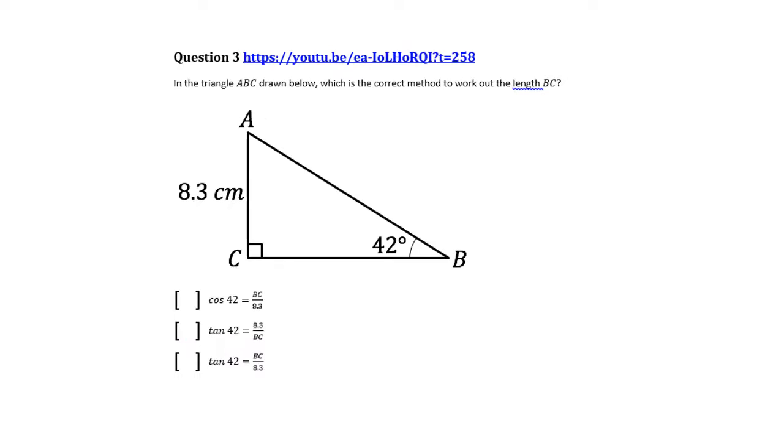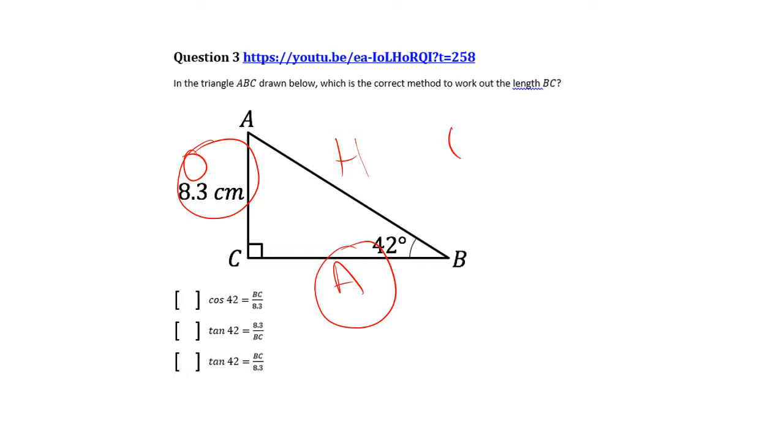Question 3. Here we need to decide which of the 3 methods below are correct in working out length BC. On the triangle, I would always recommend that you label your hypotenuse, your opposite side, and your adjacent side. The next thing we need to do is decide which of those 2 we're interested in. Here we're interested in the opposite because we've got the opposite, and the adjacent because that's what we're looking to find. Now, which of sine, cos, or tan link the opposite and the adjacent?